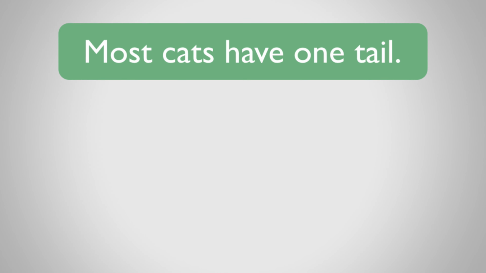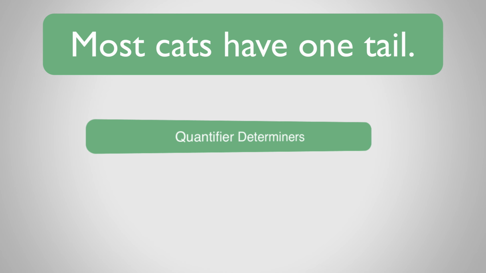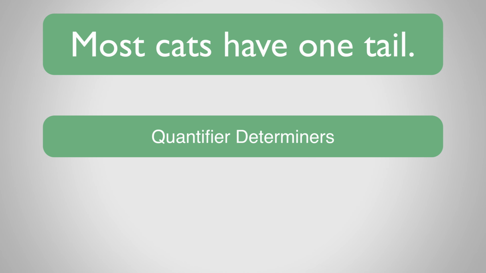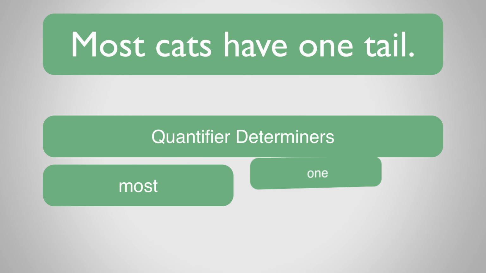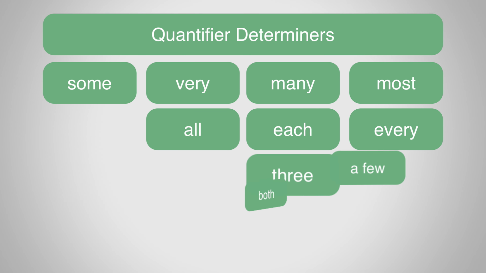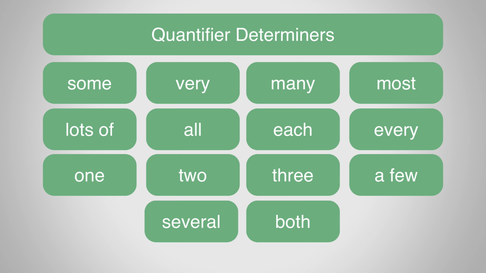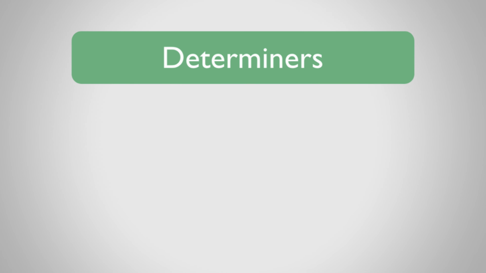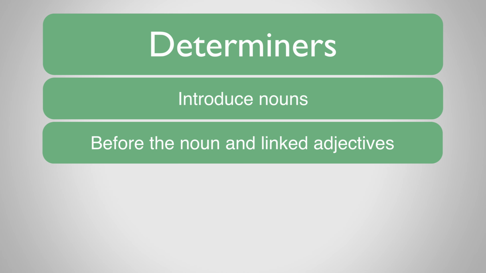Most cats have one tail. Which are the quantifier determiners in this sentence? Well, it's the words most and one. Here are some more examples of words that can be used as quantifier determiners. Remember, a determiner introduces the noun, and it's positioned before the noun and any other linked words, such as adjectives.